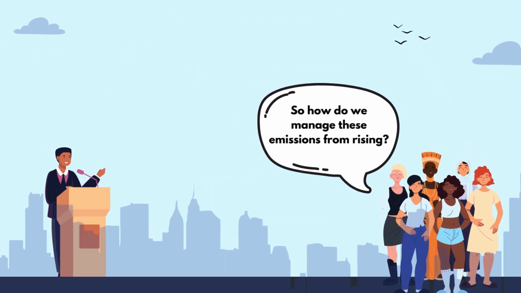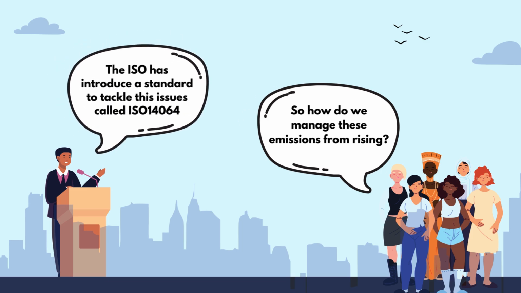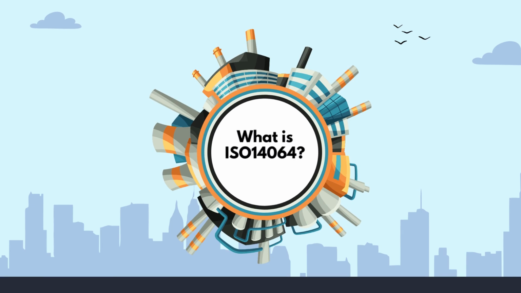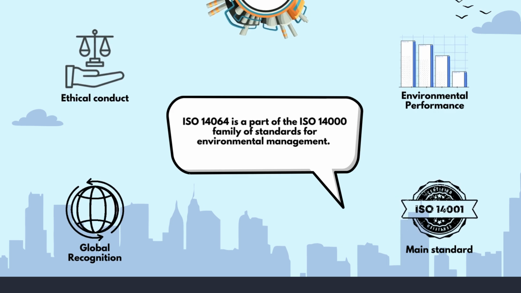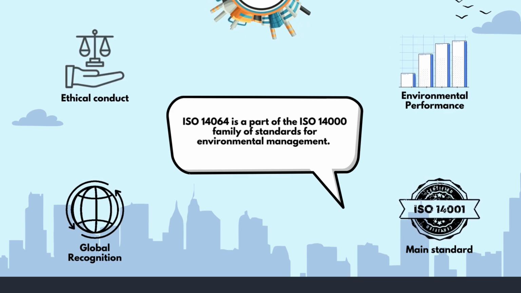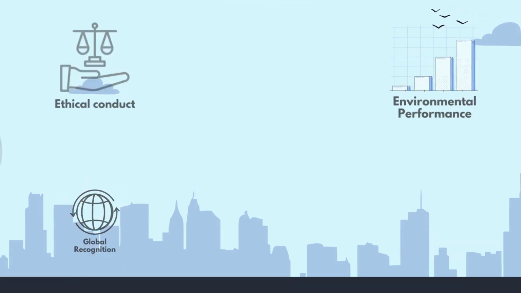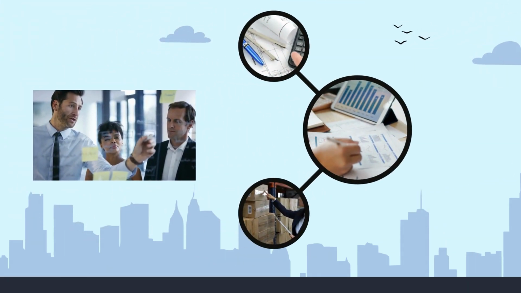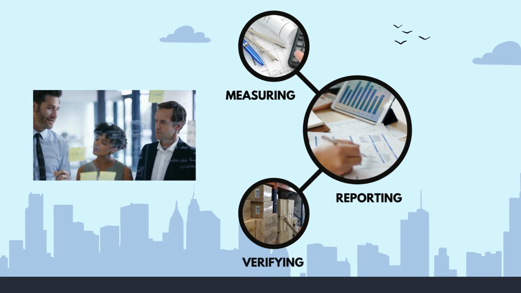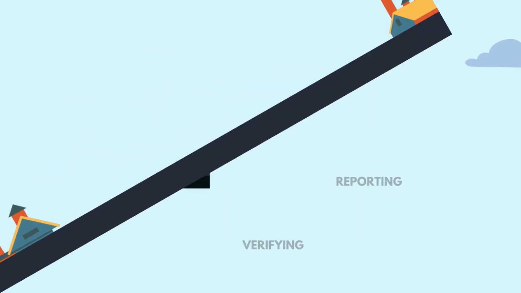So, how do we stop these emissions from rising? The ISO has introduced a standard to tackle these issues called ISO 14064. What is ISO 14064? ISO 14064 is a part of the ISO 14000 family of standards for environmental management. It provides organizations with a framework for measuring, reporting, and verifying greenhouse gas emissions.